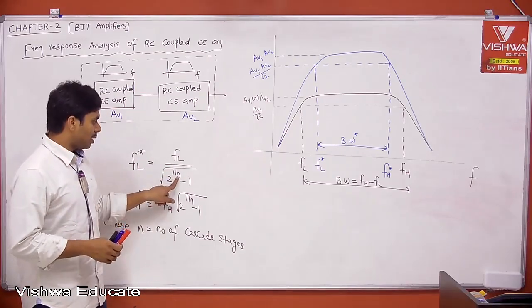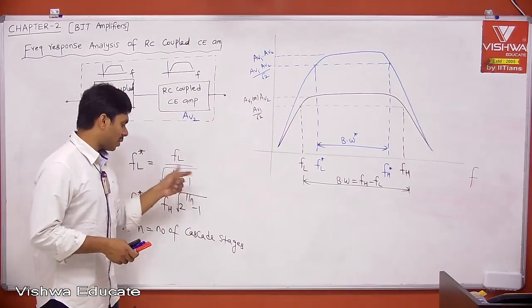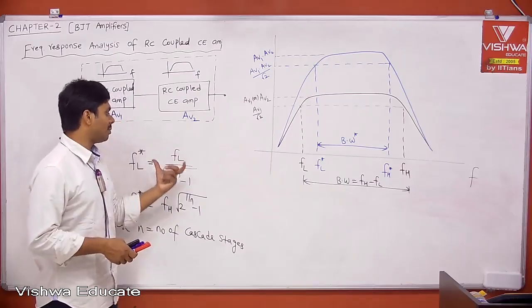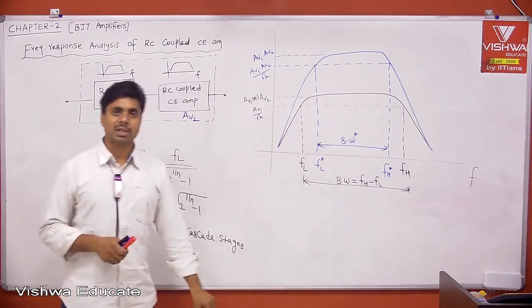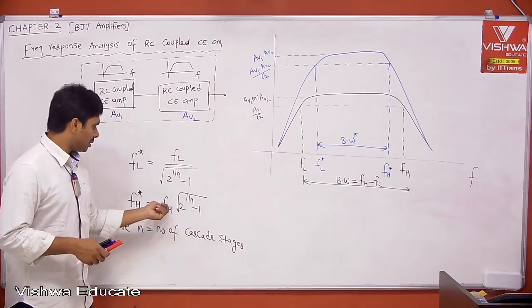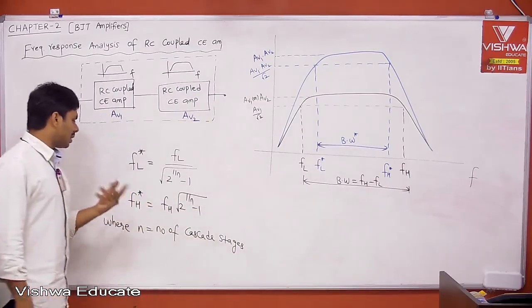If n is equal to 2, 1 by 2, root 2 minus 1, that is 1.414 minus 1, root 0.4. Root 0.4 is less than 1. FL divided by something less than 1 is more than FL. More than FL is nothing but your FL star. Similarly, FH star is less than 1 times FH, so less than FH. Therefore, n you can take as the number of stages.